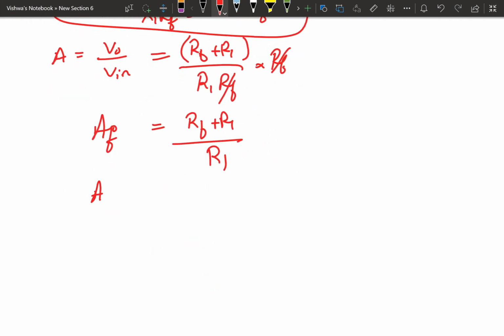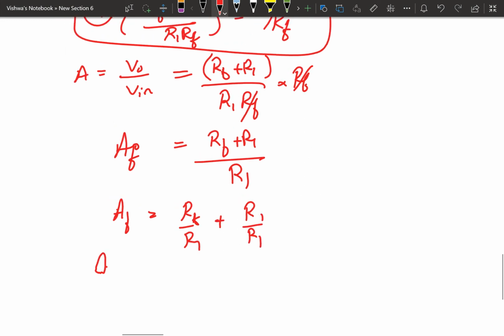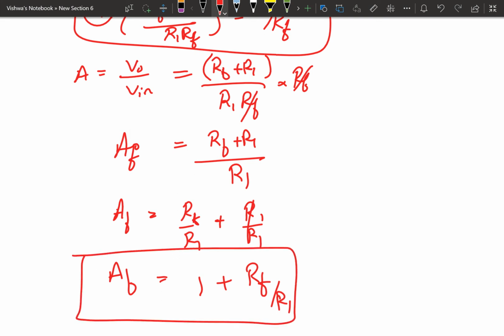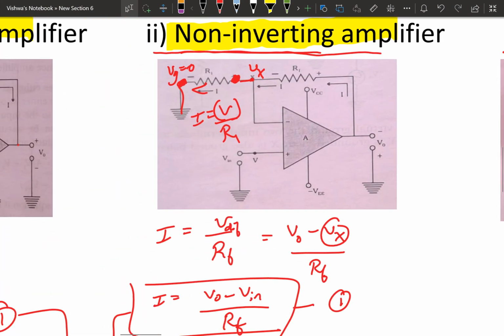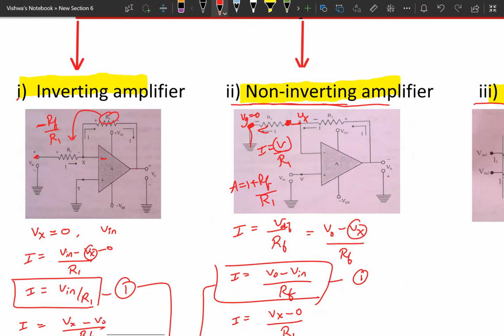This can be written as AF is equal to R1 by R1 plus RF by R1, so the R1 by R1 term becomes 1. So AF is equal to 1 plus RF by R1. This is the gain of this configuration. So the gain is 1 plus RF by R1 for the non-inverting amplifier under closed loop configuration.